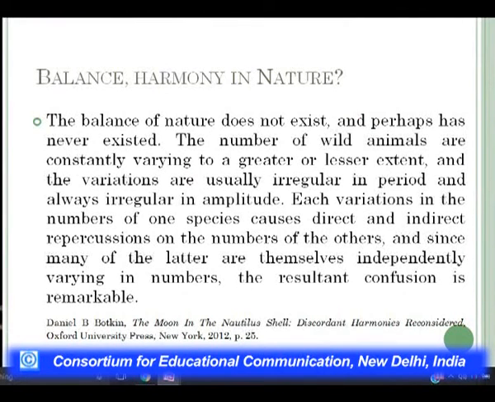Let me cite Daniel Botkin's "Discordant Harmonies: A New Ecology for the Twenty-First Century." In this book, he says that the balance of nature does not exist. There is no balance, and perhaps has never existed. The number of wild animals is constantly varying to a greater or lesser extent, and the variations are usually irregular in period and always irregular in amplitude. Each variation in the number of one species causes direct and indirect repercussions on the number of the others. That is the level of interdependence. And since many of the latter are themselves independently varying in numbers, the resultant confusion is remarkable.